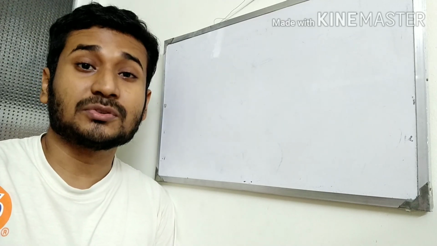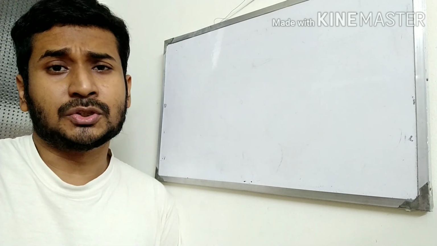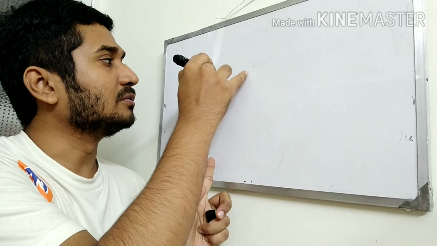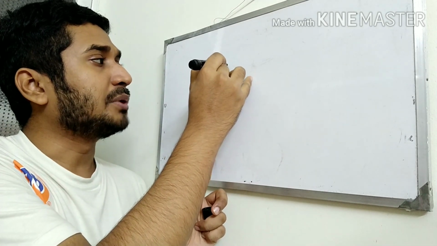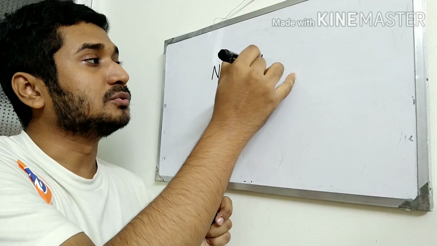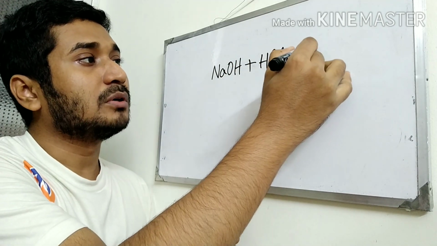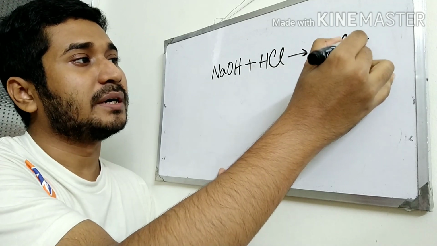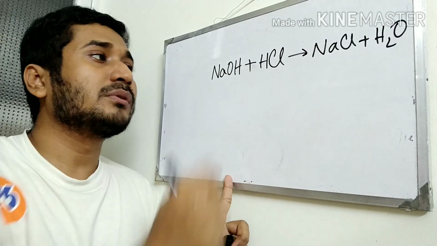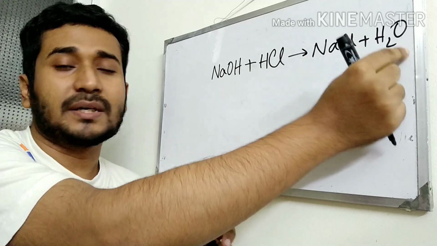Today I'm going to discuss an important topic of inorganic chemistry, which is called limiting reactant. To know limiting reactant, you need to consider a reaction. First of all, suppose we have a compound sodium hydroxide, also called caustic soda, and it will react with hydrochloric acid. Then what will be the product? You know that it is sodium chloride and H2O, which is called water. So caustic soda and hydrochloric acid will make salt and water.